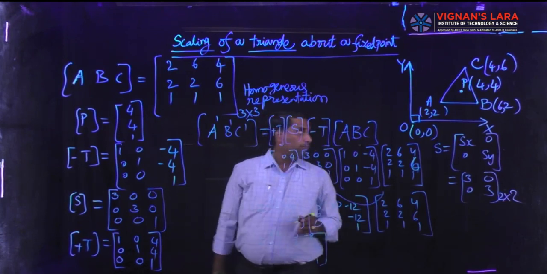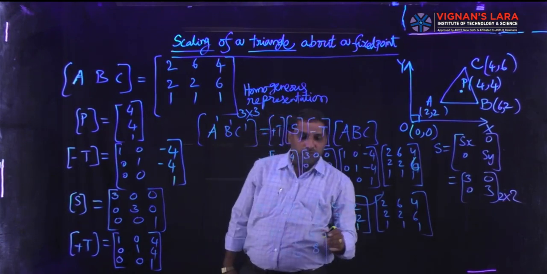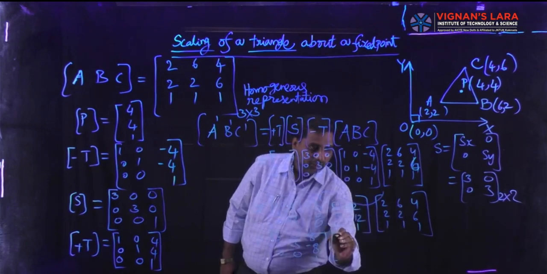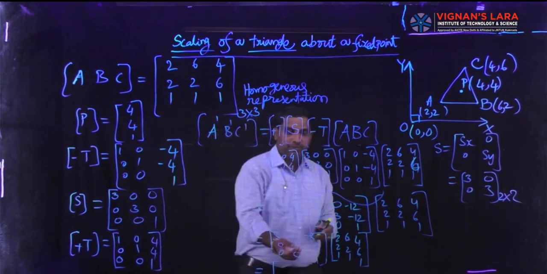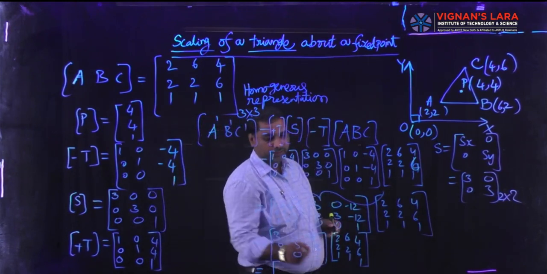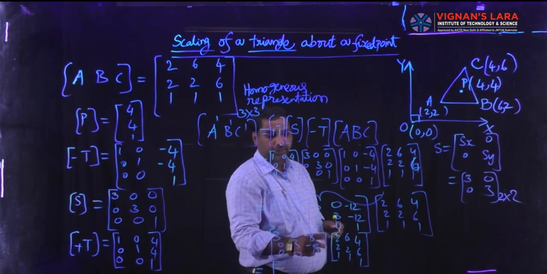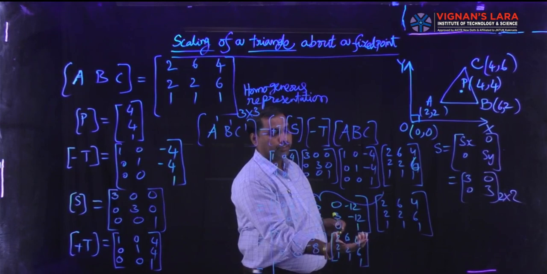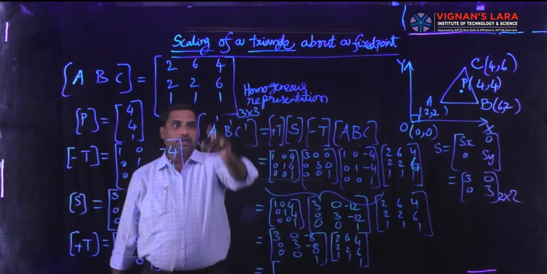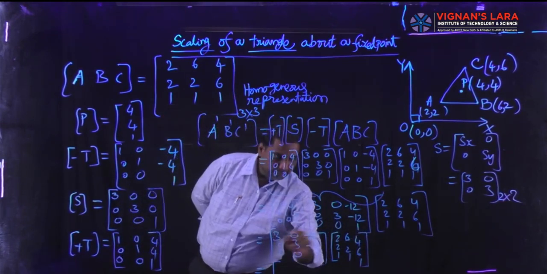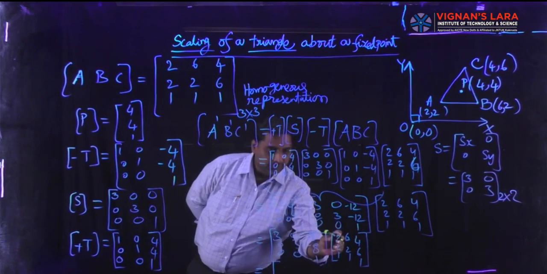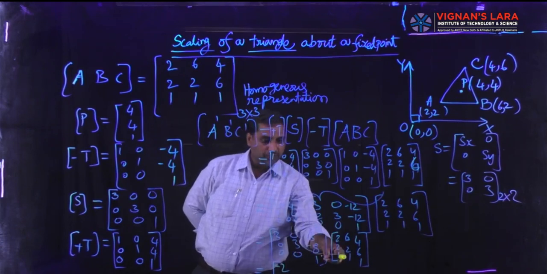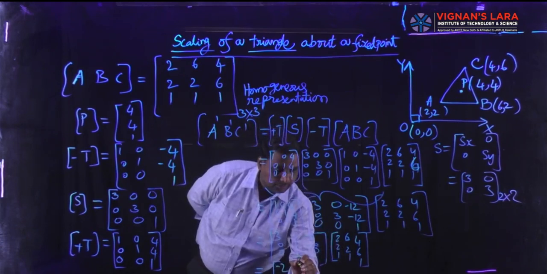After getting the final concatenated matrix, what do we have to do now? We have to multiply this final concatenated matrix with ABC. This is the final concatenated matrix, 3 0 minus 8, 0 3 minus 8, 0 0 1, and multiply it with this ABC matrix. Then what will you get? The A dash B dash C dash triangle. So multiply this one with this. 3 into 2 is 6, minus 8, minus 2. Next again multiply this one. 18 minus 8, 10.